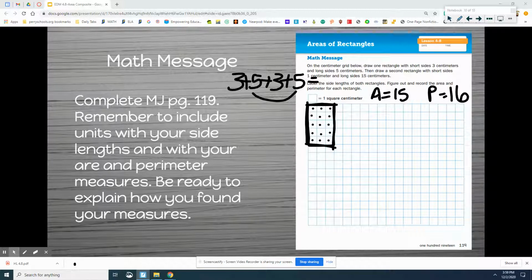Then it says to draw the other rectangle that has a short side of 1 and long sides of 15. Make sure you have that drawn out. So my short side will be 1 and then 15. 1, 2, 3.